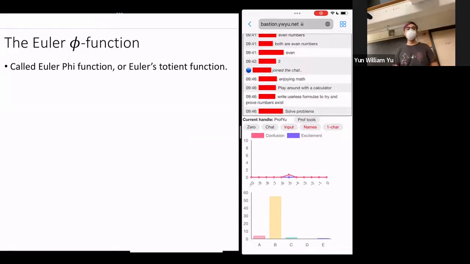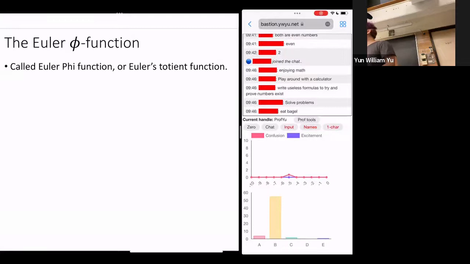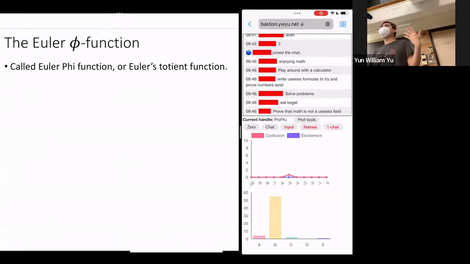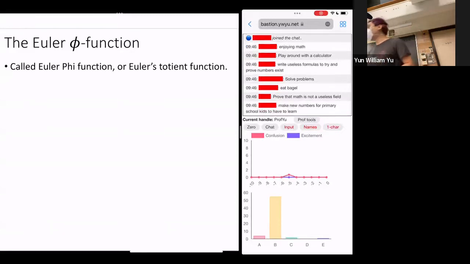Play around with the calculator. Solve problems, write useless formulas, and try to prove numbers exist. Well, so eat bagel. Well, I mean, bagels are great. I wouldn't mind those, but that isn't what people do all day. Like, I wouldn't want to eat bagels for breakfast, lunch, and dinner. Proves that math is not a useless field.